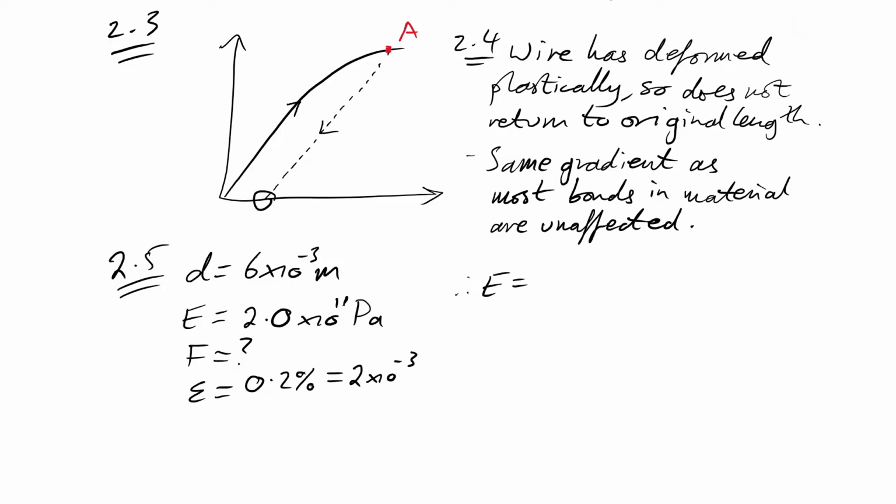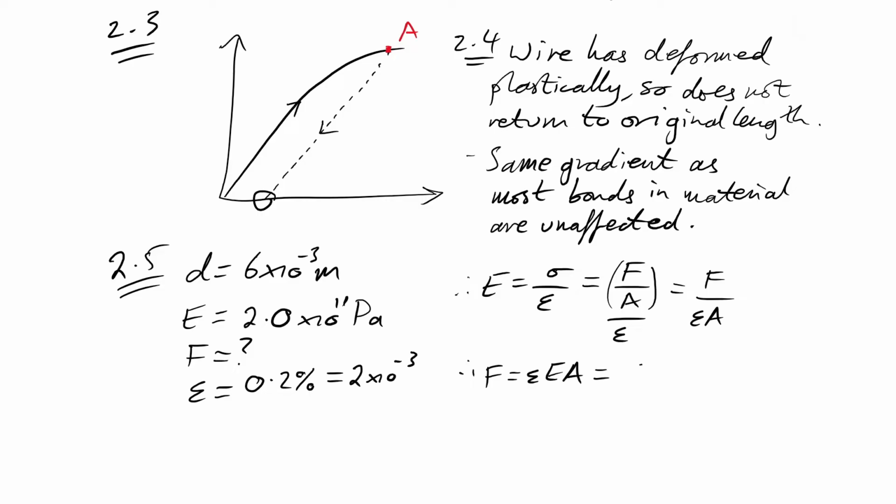So we know that Young modulus is equal to stress over strain. We're not changing strain, but we are changing stress. That's going to be F over A divided by epsilon. In other words, F divided by epsilon A. And so therefore that means that the force is going to be equal to all of these things multiplied together. We're just rearranging it there. And let's do it all in one go. Let's times that by pi d squared over 4 for the area.